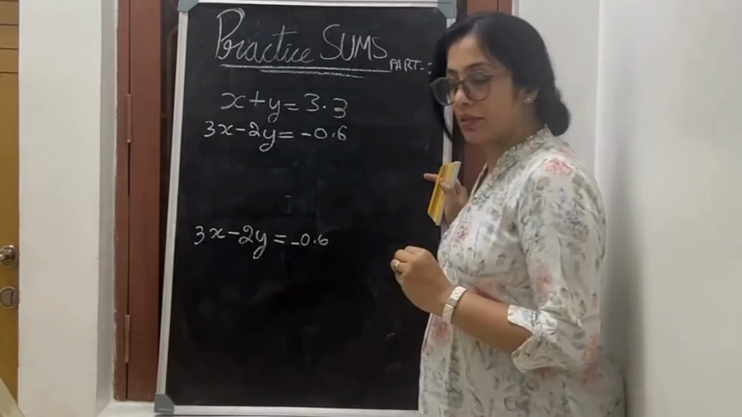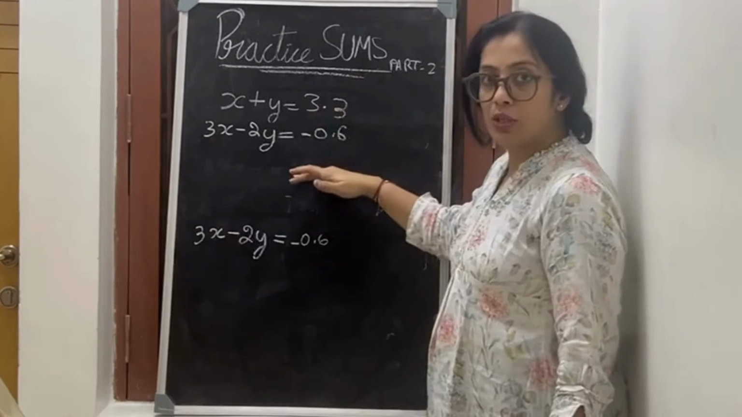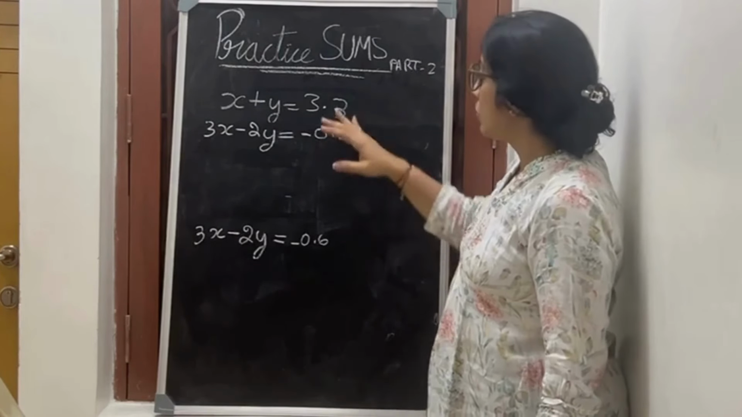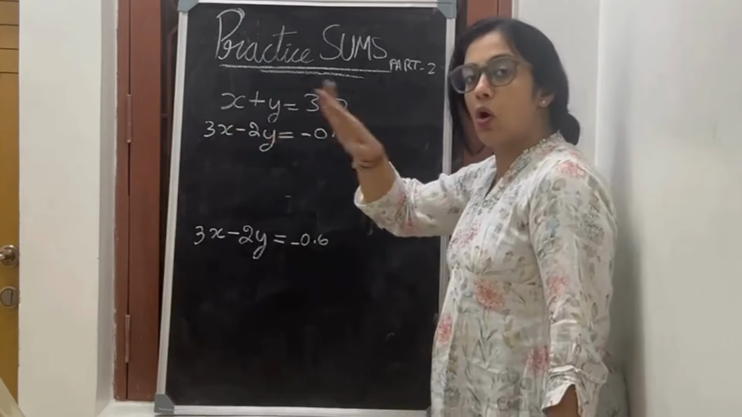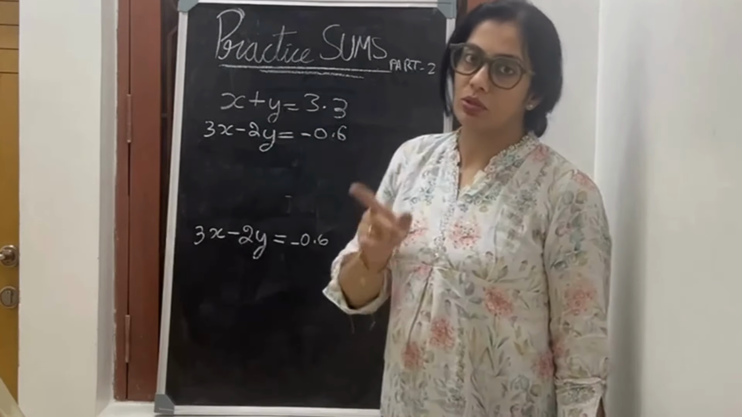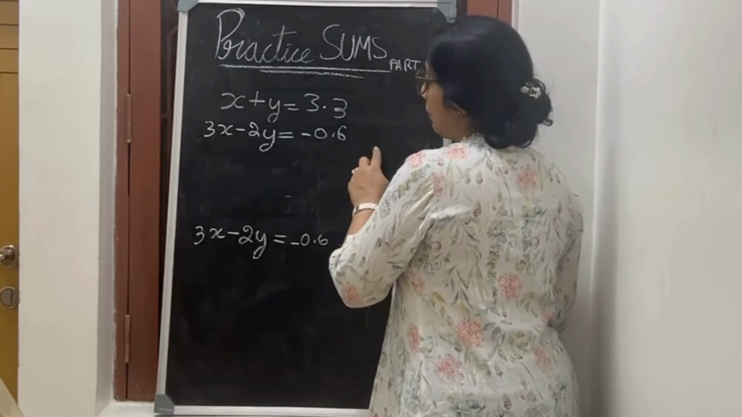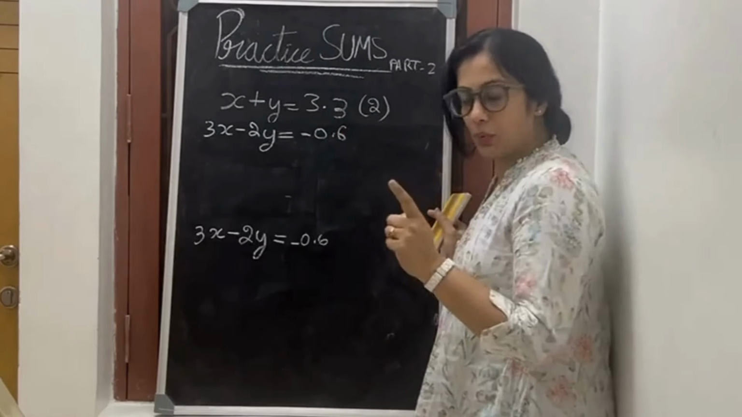What will be my next step? My next step is to multiply one of the equations or both the equations by some number so that I can cancel one of the variables. The value of either x or y becomes similar so that I can cancel them. Okay. So what I will do here is multiply the first equation by 2.